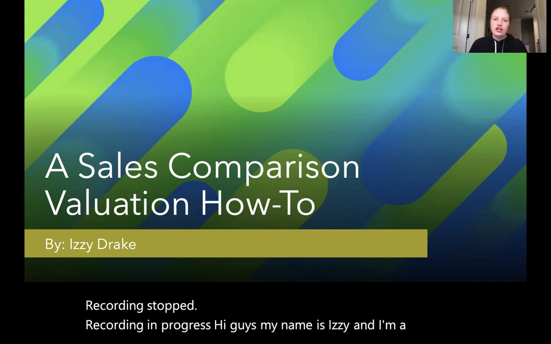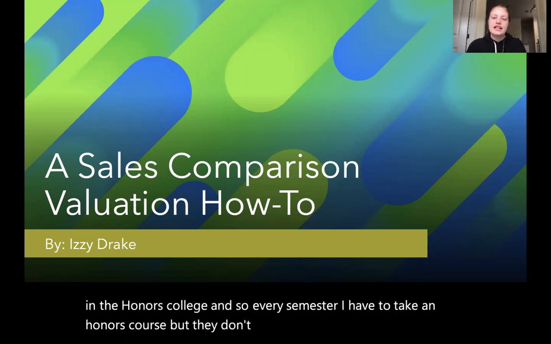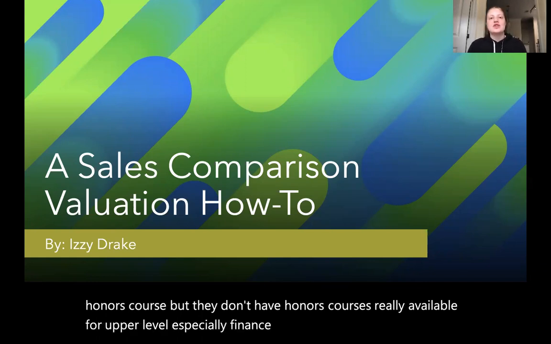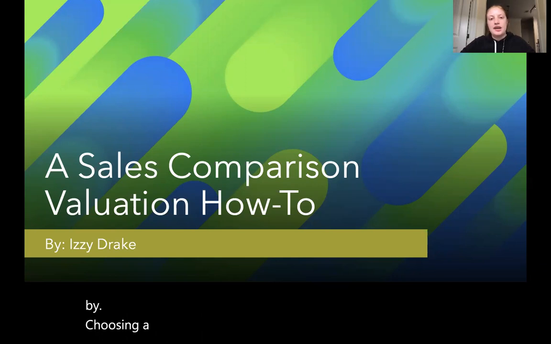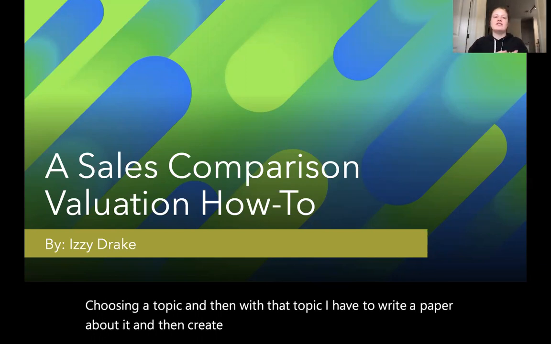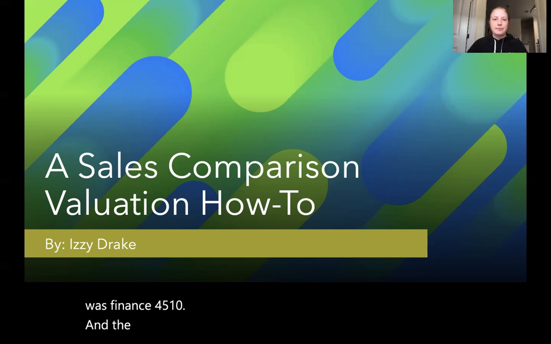I'm in the honors college, and so every semester I have to take an honors course, but they don't have honors courses really available for upper level, especially finance emphasis majors. And so what I do is I turn a regular course into an honors course, and I do that by choosing a topic, and then with that topic, I have to write a paper about it and then create a presentation. And so the class I chose was Finance 4510, and the topic I chose was sales comparison.